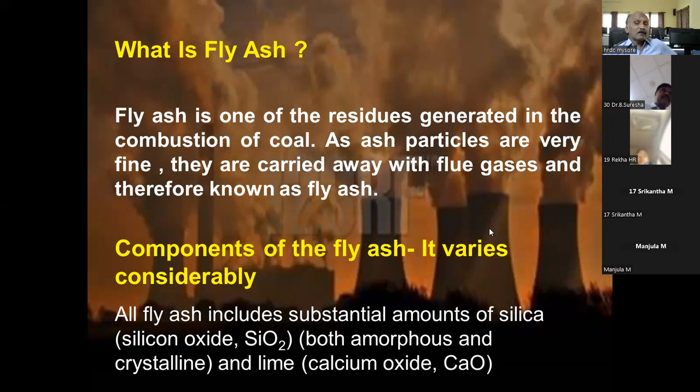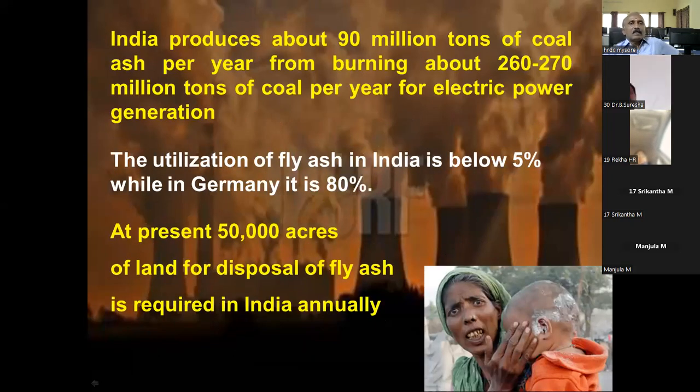In India, more than 90 million tons of coal ash, that is, fly ash, is going to be generated, because on average you burn about 260 to 270 million tons of coal in one year for electricity or power generation. When you burn that much coal, about 90 million tons of coal ash or fly ash results.